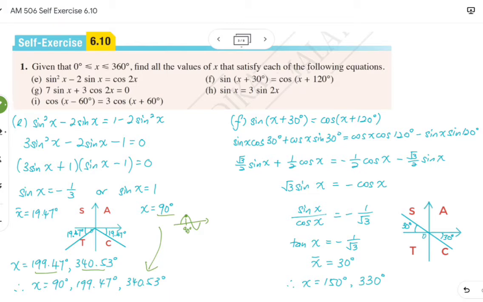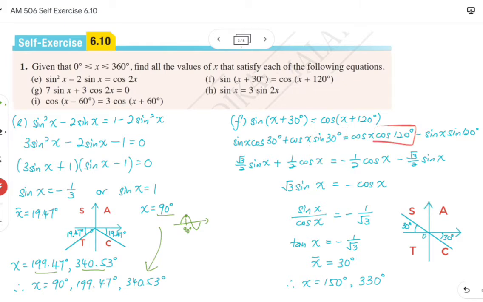F. Sine of x plus 30 degrees equals cosine of x plus 120 degrees. So both involve addition formulae, and we expand both sides with addition formulae. Sine of x plus 30 degrees can be expanded as sine x cosine 30 degrees plus cos x sine 30 degrees. And the right hand side, cosine of x plus 120 degrees, can be expanded as cosine x cosine 120 degrees minus sine x sine 120 degrees. Then we can change all this into values.